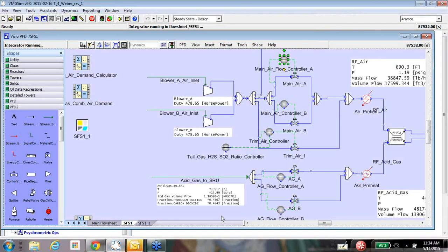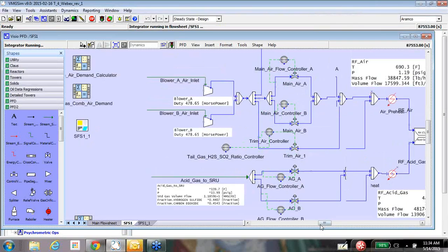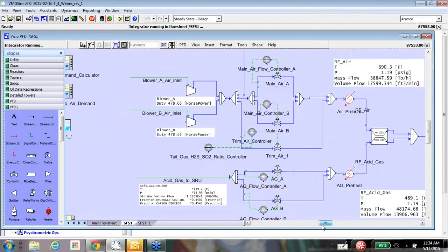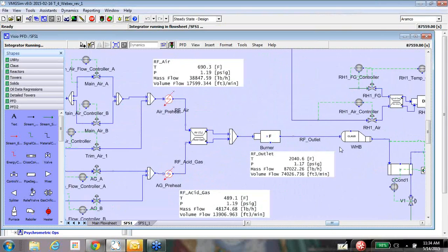As I mentioned before, this model was lined up for like 200 tons per day during a turndown capacity. We'll make a couple of changes and see how this model behaves. So it gives you a little bit of an idea why we need a dynamic model rather than just steady state.